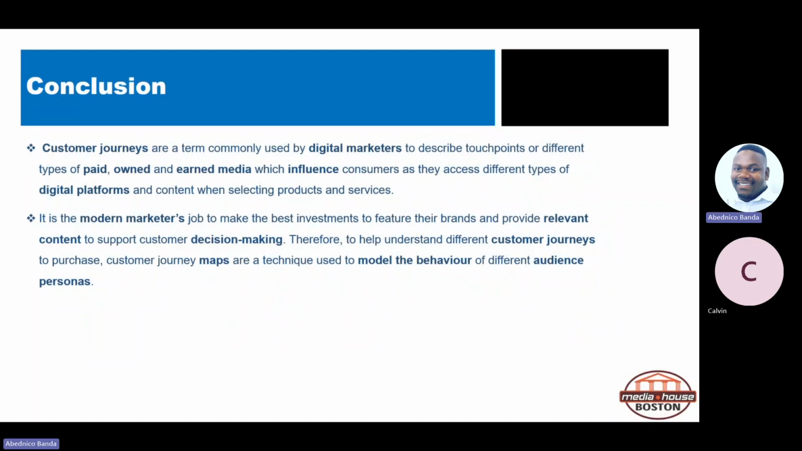In other words, to help understand digital customer journeys to purchase, customer journey maps are techniques used to model behavior of different target personas. So this is how you interact with customers so far.